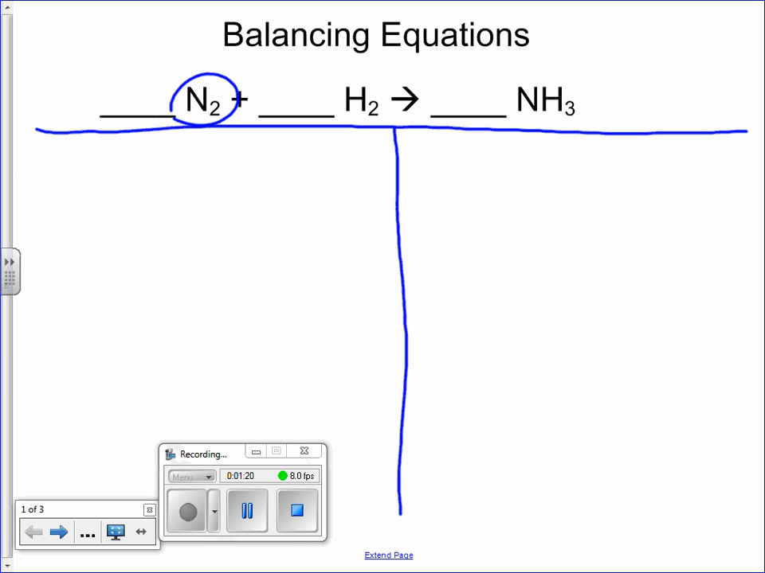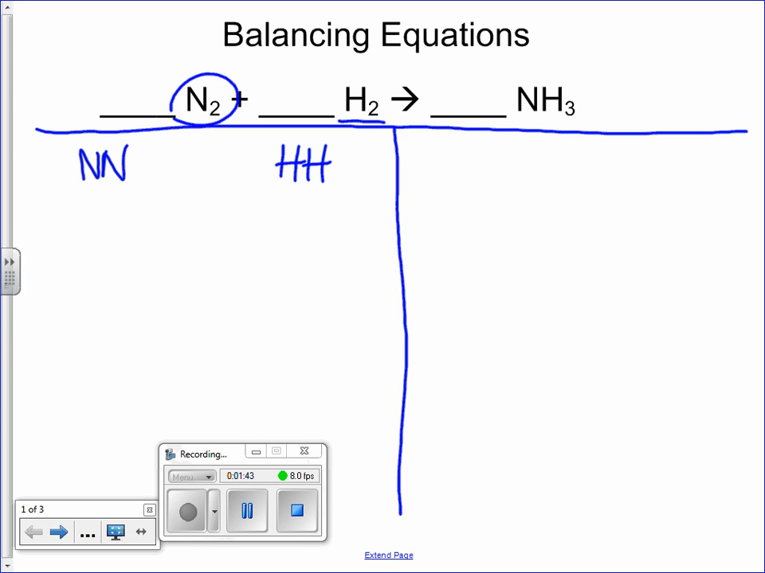All right, so the first thing we do is we're going to take our first formula here, nitrogen, and we're going to separate it into what it should look like if it was separated out. So not N2 anymore, but actually NN. The same goes for hydrogen. Write it out in longhand version.